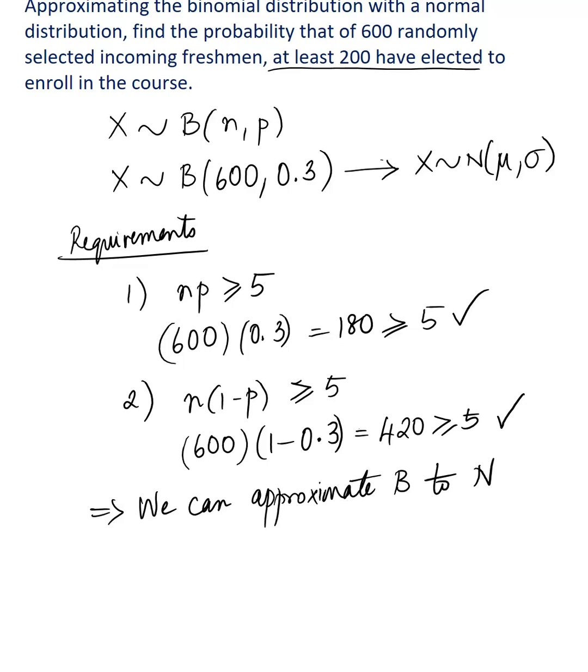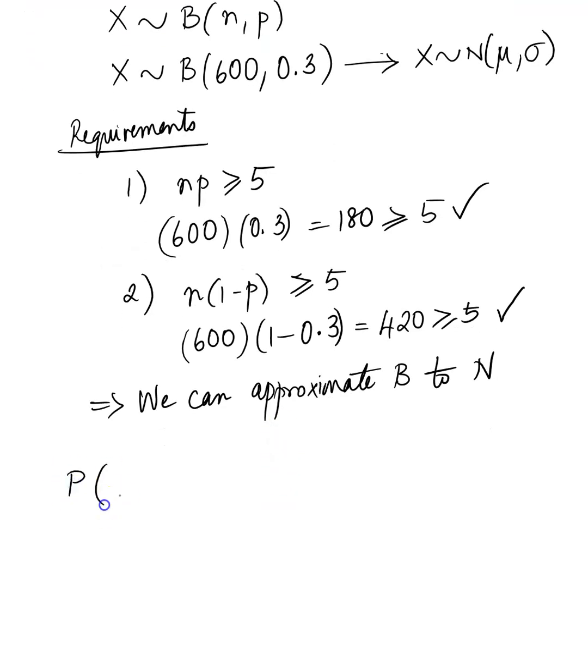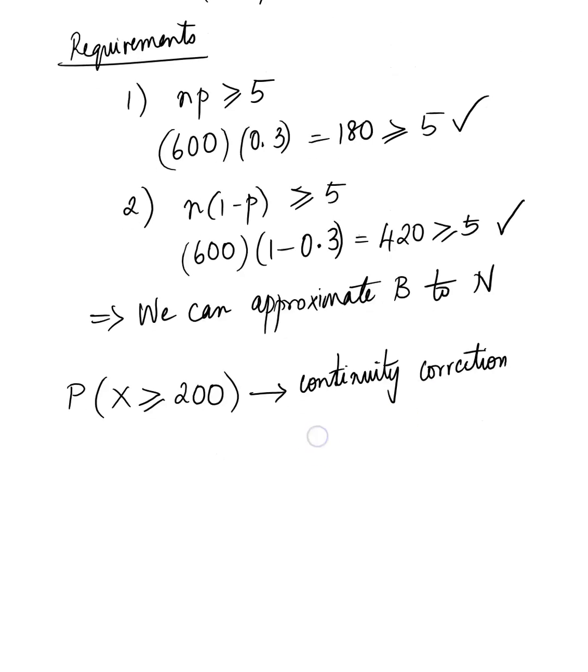And if that's the case, we have to understand that we are asked to find the probability of at least 200 who have elected to enroll in the course. Probability of at least 200 means 200 or more. So greater than or equal to 200, right? Probability of greater than or equal to 200. Now, because of the continuity correction, we have to adjust this, okay?